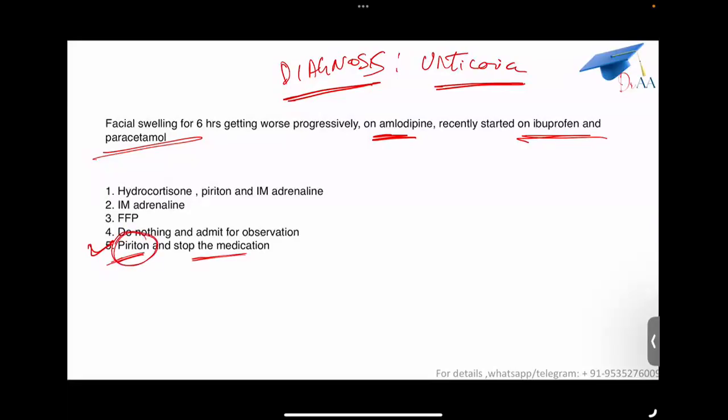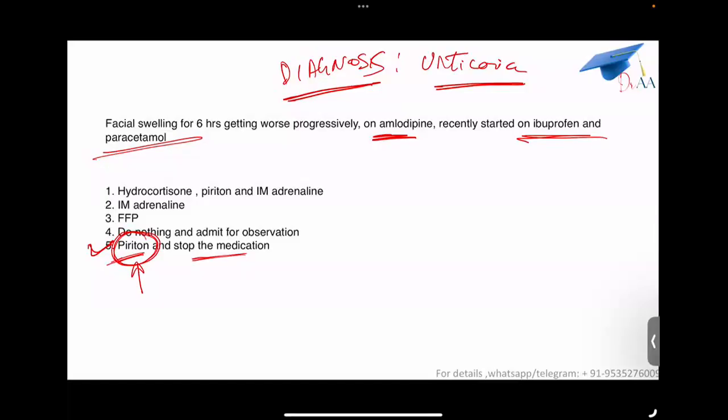Cetirizine. Piriton is a brand name. Usually they will not give Piriton, usually they will mention the generic name. Piriton is nothing but chlorpheniramine. So you can give any antihistamine, preferably a second generation antihistamine like cetirizine, loratadine, fexofenadine, which are the preferred second generation non-sedative antihistamines.